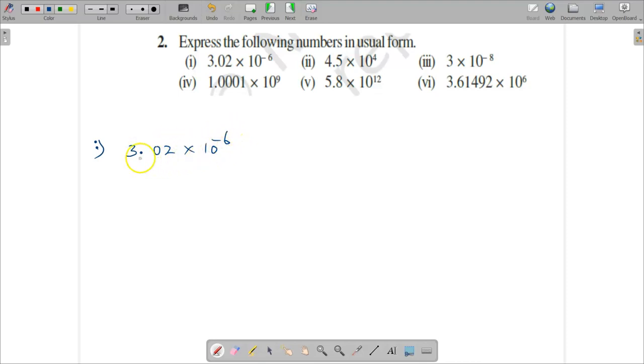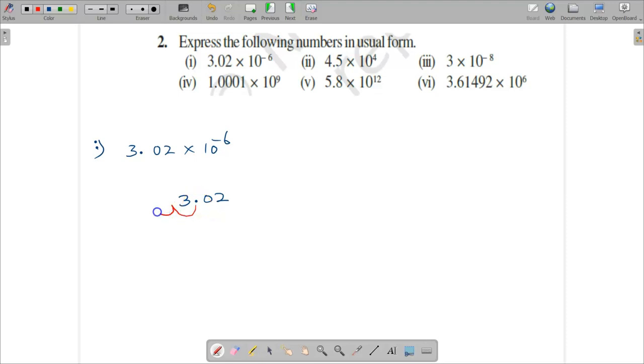So accordingly we need to move the decimal point. Here it is negative power, so we will get a very small number. Very small number means we need to move the decimal point to the left side. Very big number means we need to move the decimal point to the right side. So here it is negative power, so we need to move the decimal point to the left side. How do we have to move? It is 3.02, and the negative power means we need to move the decimal point to the left side. How many times? We need to move it 6 times. So this decimal point has to move to the left side.